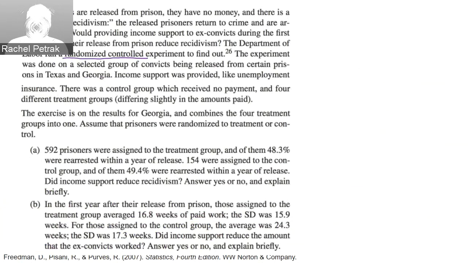So they selected from Texas and Georgia because they didn't want to have results that seem state specific. And within Texas and Georgia, there's all 5 groups. And they combined our 4 treatment groups into one. Assume the prisoners were randomized to treatment or control. And here we have in part A, 592 prisoners assigned to the treatment, and 48.3% were rearrested within 1 year of release. 154 were assigned to the control, and 49.4% were arrested within a year of release.